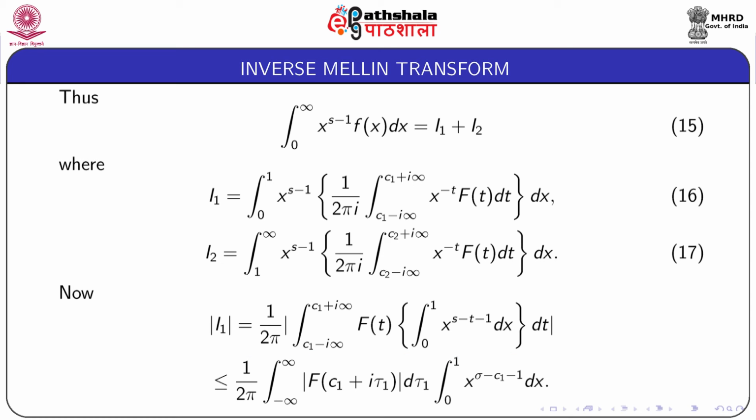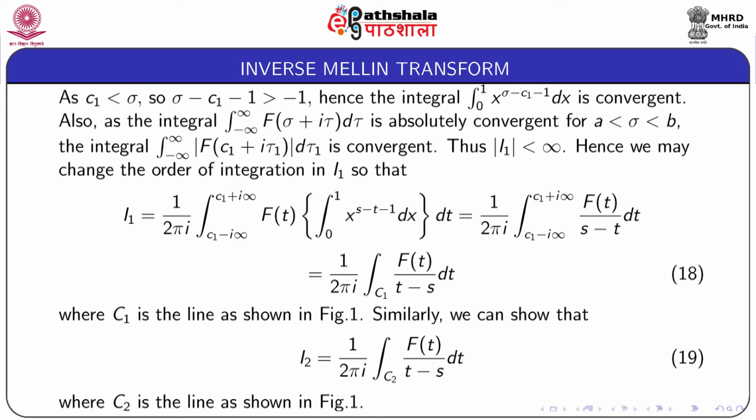This is obtained from equation 16 by taking the modulus value and interchanging the order of integration. So that mod of I1 is less than or equal to 1 by 2 pi integral from minus infinity to plus infinity mod of f of c1 plus i tau 1 d tau 1 into integral from 0 to 1 x to the power sigma minus c1 minus 1 dx, after taking the modulus value.